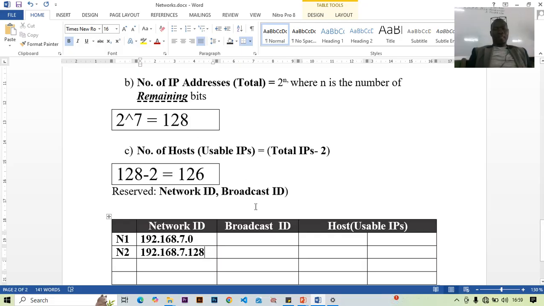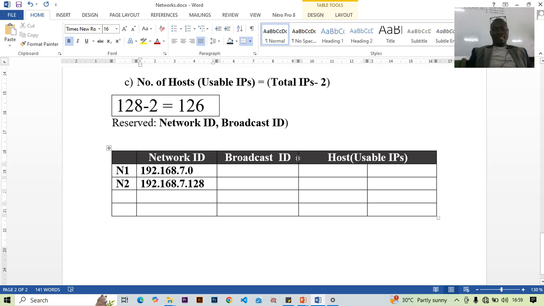So having gotten this, how do we determine the broadcast ID? The broadcast ID for network 1 will basically be 128 minus 1. It will be less by 1 of network 2. So we shall write here the constant things first of all, and then instead of having 128 here, we shall have 127, because the broadcast ID for network 1 will simply be the network ID for network 2 minus 1, which will give us 127.